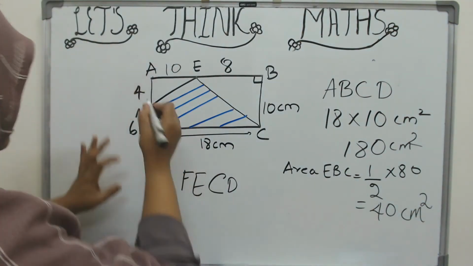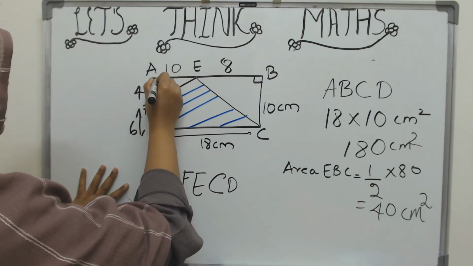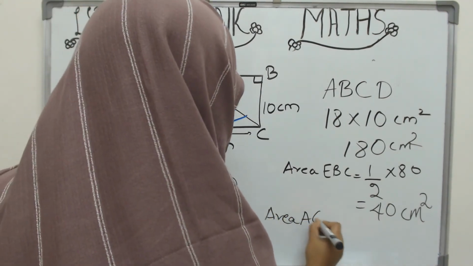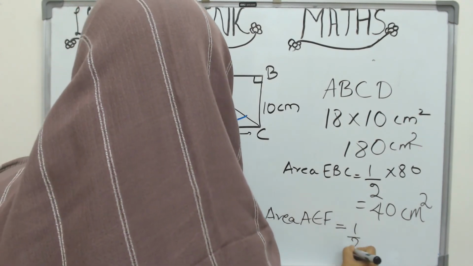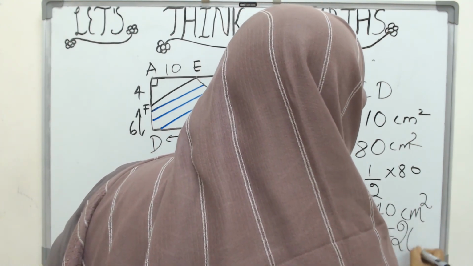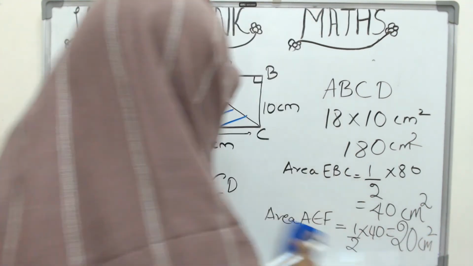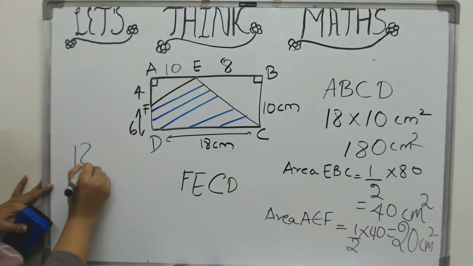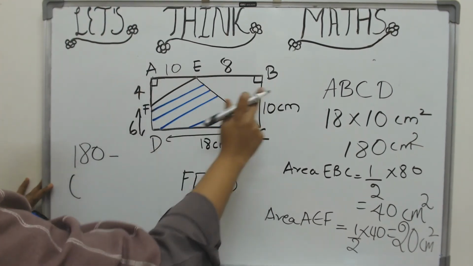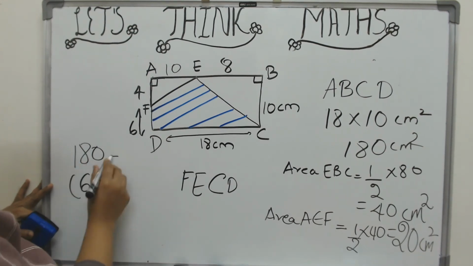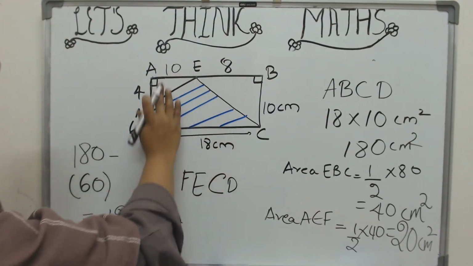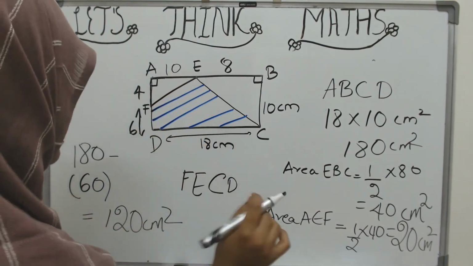Now what about this? This is a rectangle, so here also it is 90 degrees. So what is the area of AEF? That is equal to half of 4 into 10, which is 40. So the answer is 20 centimeter square. So if the total thing is 180 and this much is 20 and this much is 40, so together they will be 60. So 180 minus 60 would give you 120 centimeters square. So this much area is 120 centimeters square.